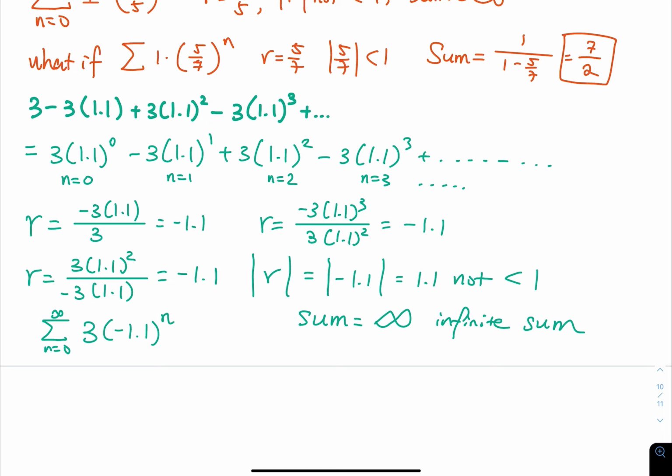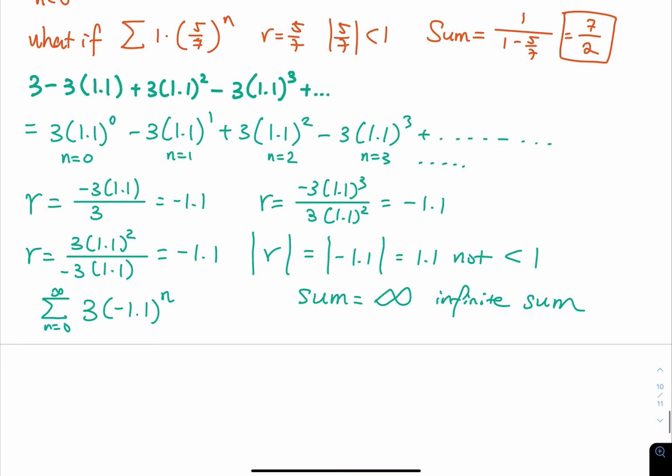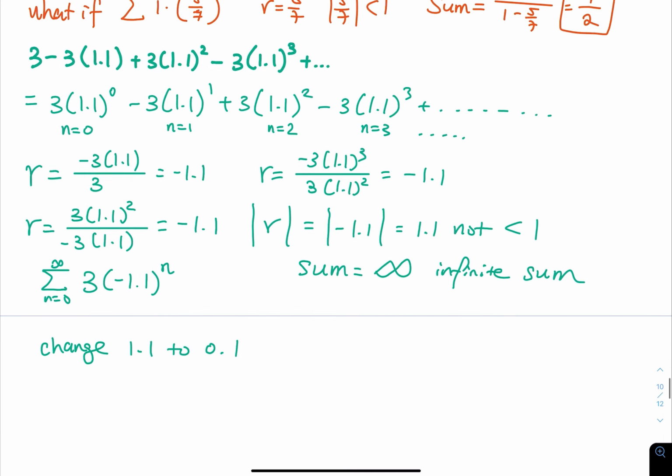And then let's do a what if. What if you change the 1.1 to a 0.1? What happened? Then you have 3 minus 3 times 0.1 to the first, plus 3 times 0.1 to the second, plus 3 times 0.1 to the third, and then what is the common ratio?